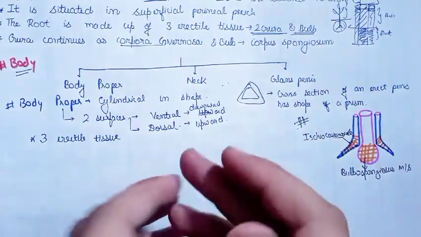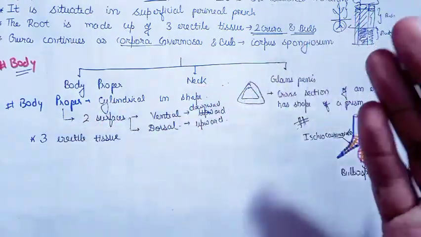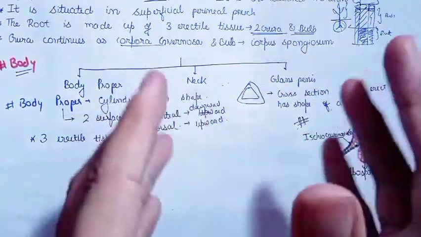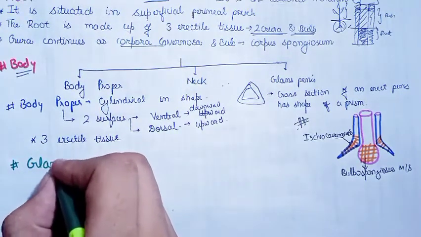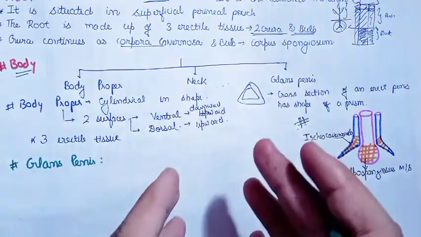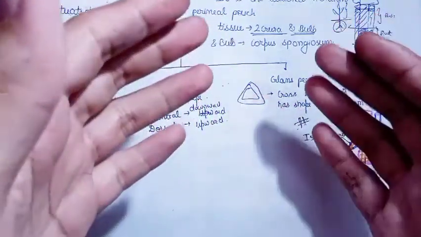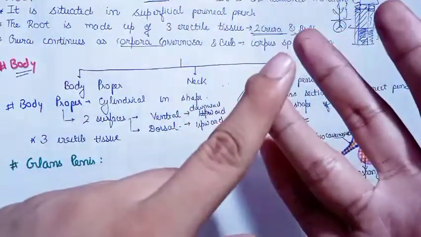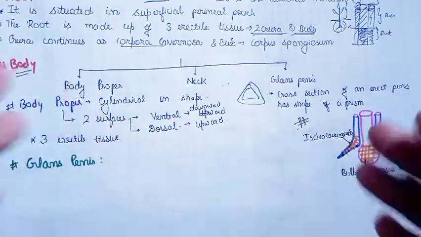The next part to discuss is the neck, but first we'll discuss the glans penis. And if you have understood the glans penis, the neck is nothing. It's just a very small topic and you will complete it in just one line. So let's talk about the glans penis. Do watch the next video on the coverings of the penis. The coverings of the penis are very important, especially the diagram, because it gives the orientation of the different tissues present, the nerves, the arteries, and the venous system present in the penis.